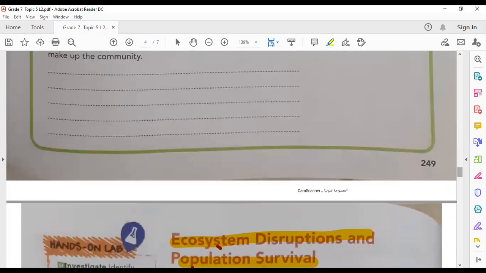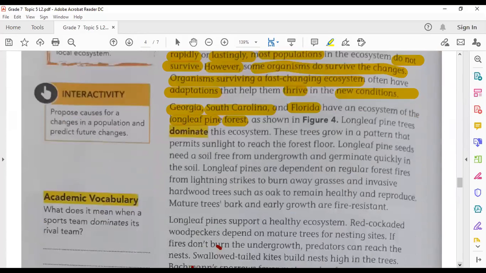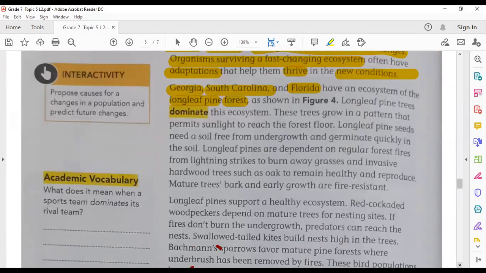As you know, a pine tree has leaves. Their leaves are different from other trees. For example, they have long leaves. Okay. Longleaf pine trees dominate this ecosystem. In this ecosystem, the most dominant tree is the longleaf pine.